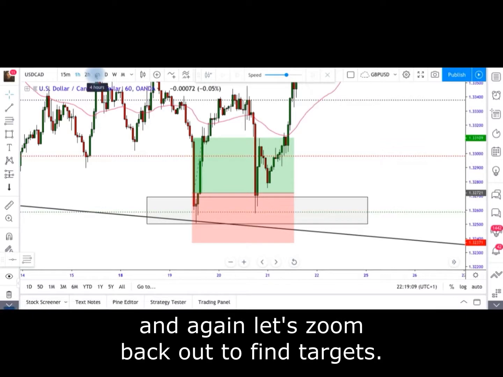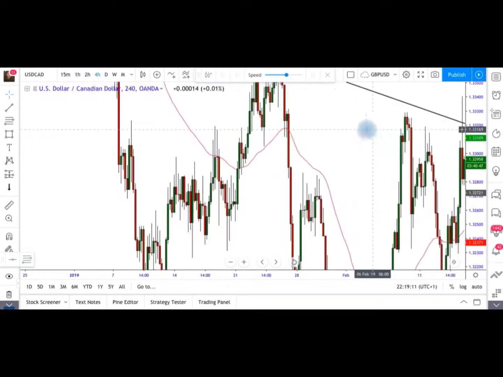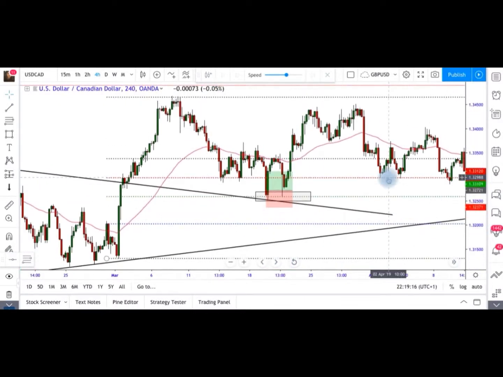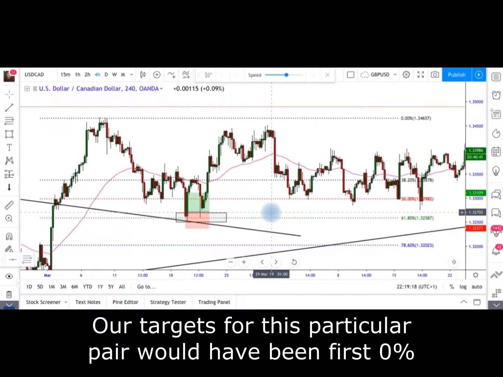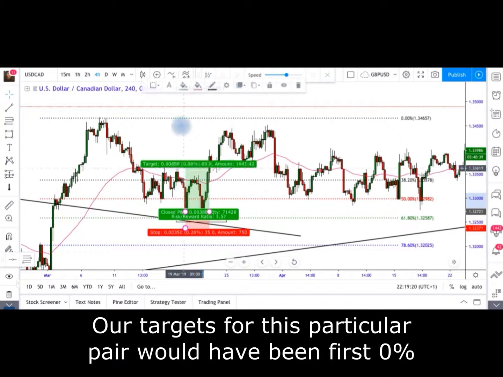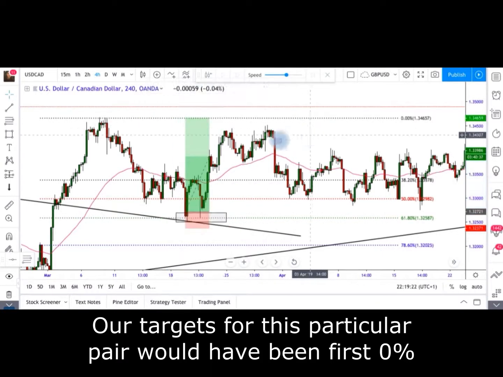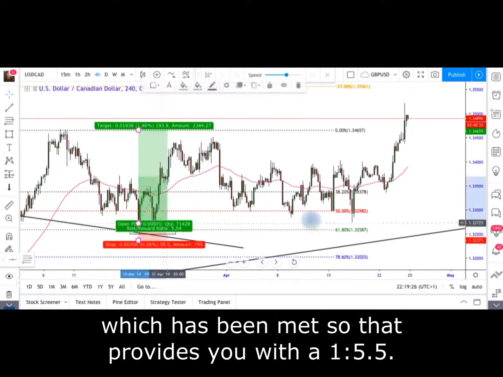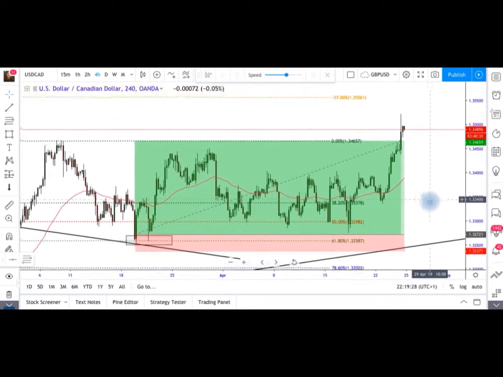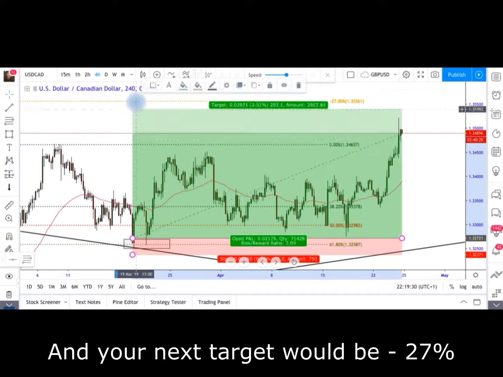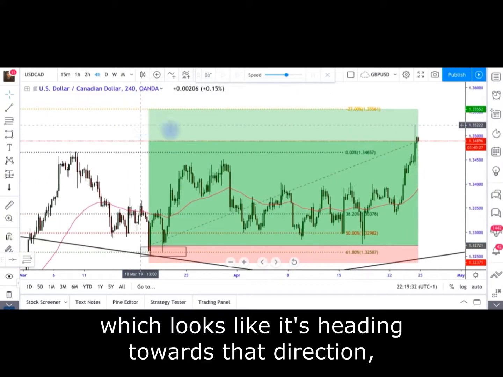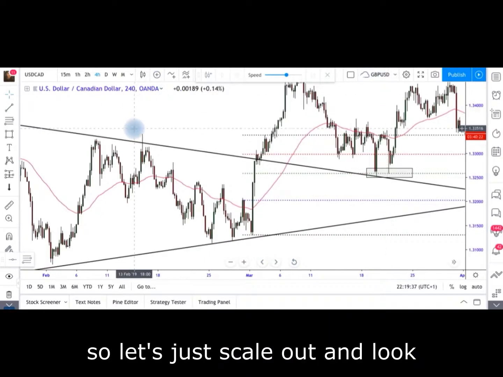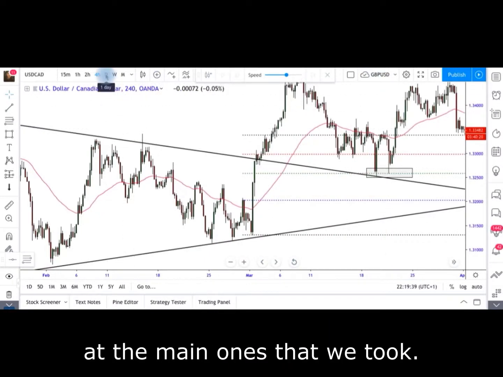And again, let's zoom back out to find targets. Now targets for this particular pair would have been first 0%, which has been met, so that provides you with a 1 to 5.5. And your next target would be -27%, which looks like it's heading towards that direction, so therefore it would make it a 1 to 8. So there's multiple other options in this. So let's just scale out and look at the main ones that we took.